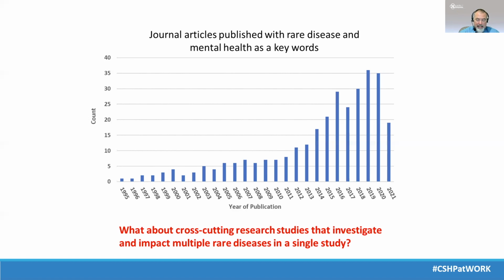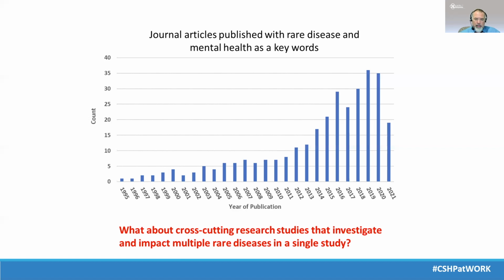We said, well, maybe this is our thing. So we went into the literature to look and see if anybody's ever done this. And it turns out they haven't, or at least we couldn't find any papers. So there's lots of papers in the literature about mental health and rare disease, but no papers that look at this in a cross-cutting fashion, one particular mental health concern across any rare disease, all in the same study. It just doesn't seem to exist.